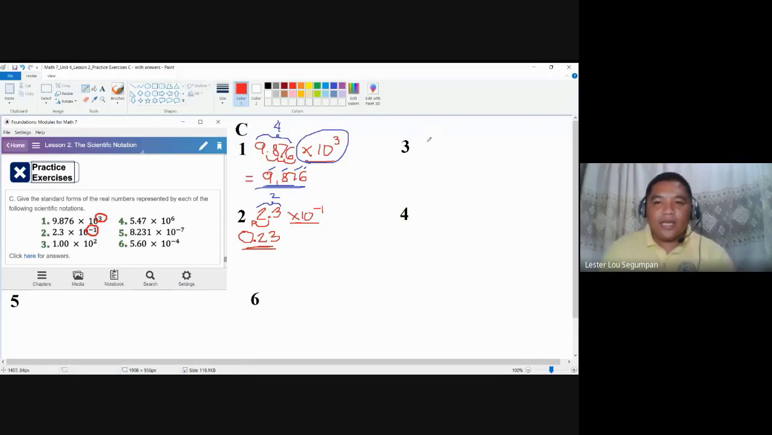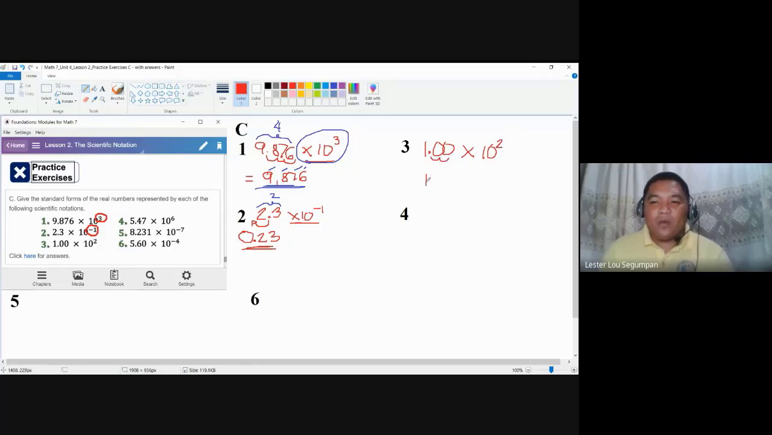Number three. So you have 1.00 times 10 to the power of 2. So we need to move it to the left to remove the positive exponent. Don't be confused. When writing standard form to scientific notation, movement to the right is positive, movement to the left is negative. But it is reversed from scientific notation to the standard form: for a positive exponent, the movement is to the left, and for a negative exponent, the movement is to the right. Don't be confused by that. This is a positive exponent, we move it to the left.